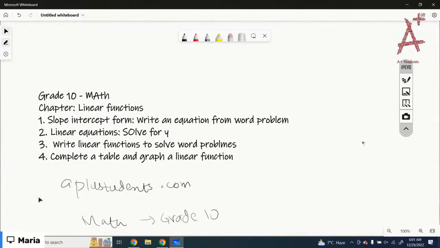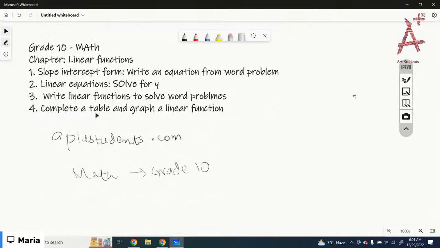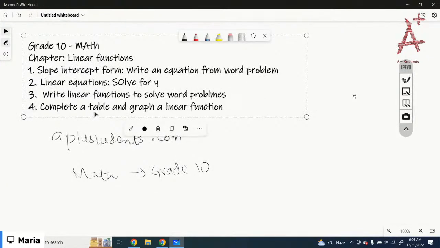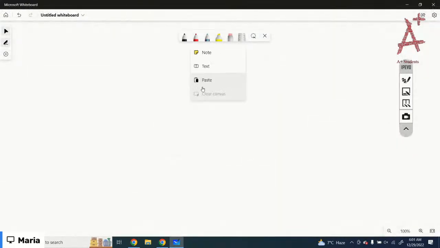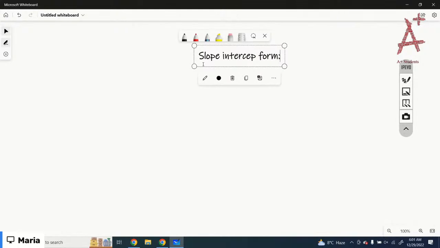So we're going to start with the chapter linear functions. You can find the chapter linear functions on grade 9 maths. Just go to grade 9 maths and find the chapter linear function, then we'll start. Got it? Let me just write down the lesson name. The lesson name is slope intercept form. Write an equation from a word problem.